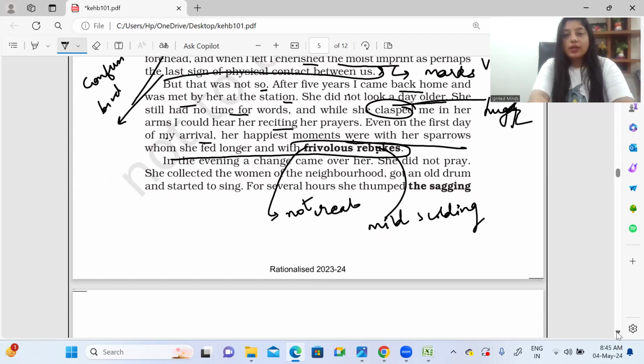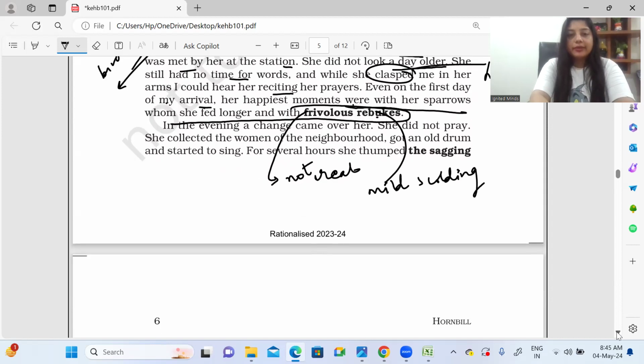She is talking to the sparrow and she is scolding them, and it was a mild scolding in a very fun manner. In the evening, a change came over her. Now, that very evening, there was a change when he came back. And the change was not in the narrator, it was in the grandmother.